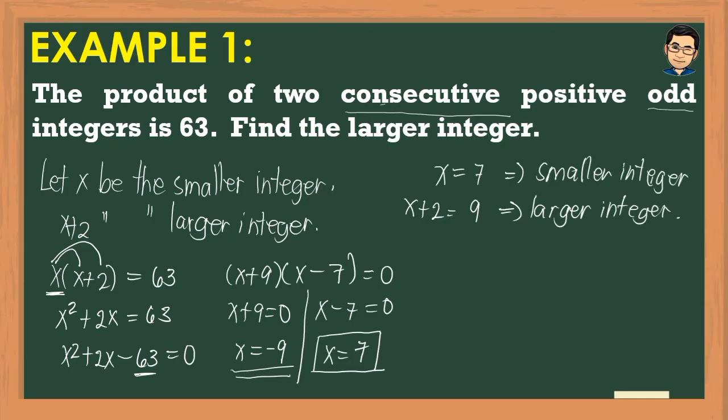To check if the product of these two integers is 63, we will multiply them. So that is 7 times 9 equals 63. So clearly, the product of the two consecutive positive odd integers, 7 and 9, is 63. So yung hinahanap natin na larger integer is 9.